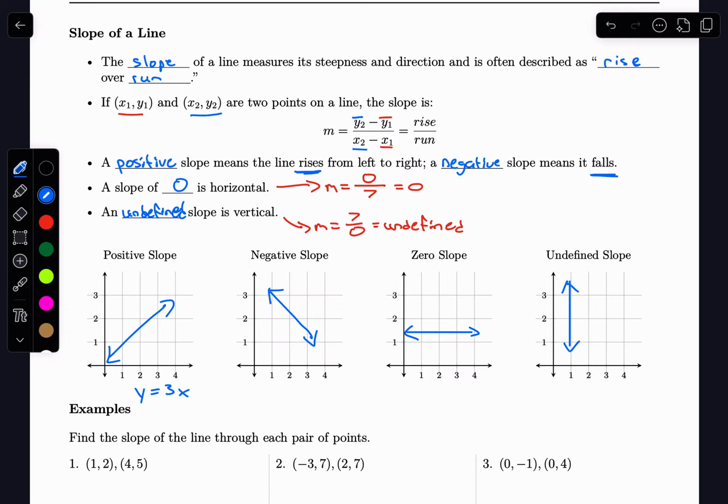For a negative slope, just imagine y equals negative 3x, where all we do is take that slope and make it negative. That's going to cause it to go down. A slope of 0 might look something like y equals 4.